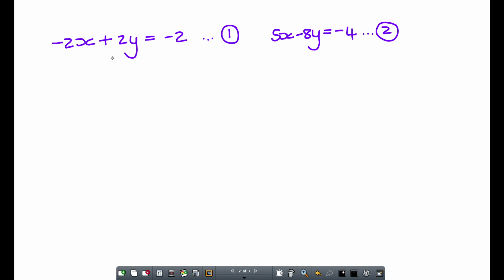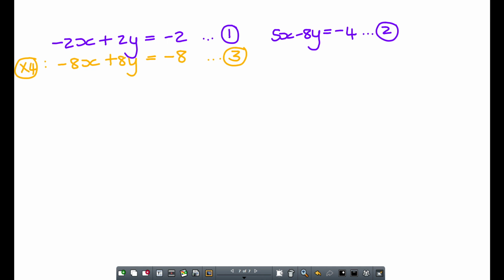Okay, kom ons kyk gou die y. Hier het ek 2y en daar het ek 8y. So ek kan dit albei 8y gaan maak, né? Which means I only have to multiply this one equation. Okay, so kom ons sê gou dit. Ek gaan hier moet maal met 4. Okay, then that's going to become minus 8x plus 8y equal to minus 8.